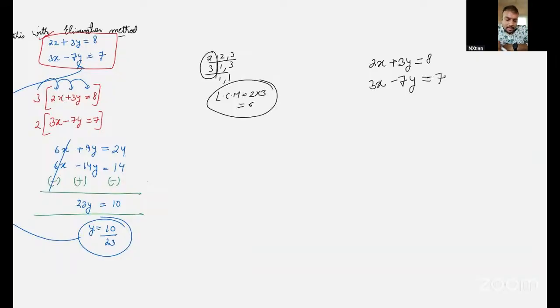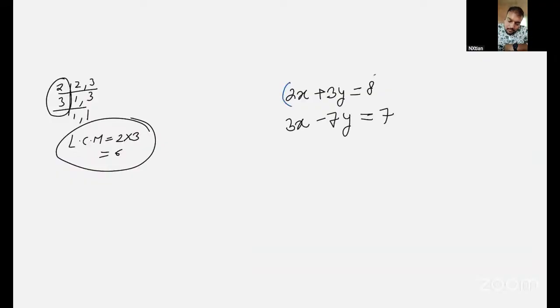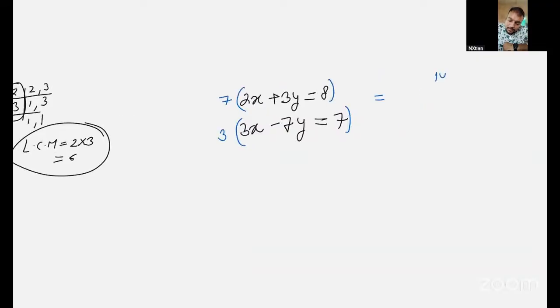Now the coefficients are not the same, Agatha. What will you do, beta? We multiply 7 to the first equation, that's 2x plus 3y equals 8, and multiply 3 with 3x minus 7y equals 7. Very good. So what will you do? You will get the equation as 14x plus 21y equals 8 times 7, which is 56. Oh sorry, my bad. And this will become 9x minus 21y equals 21. Correct.